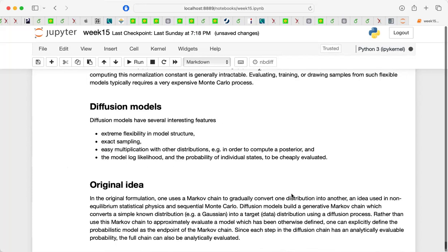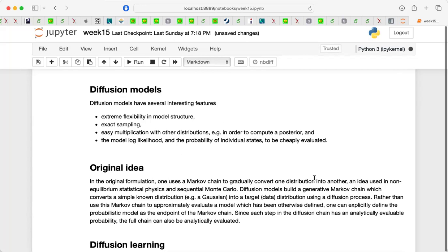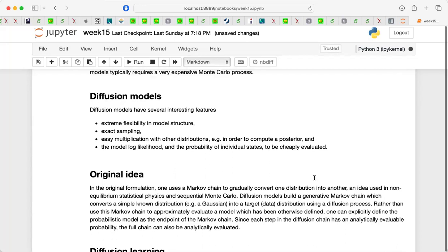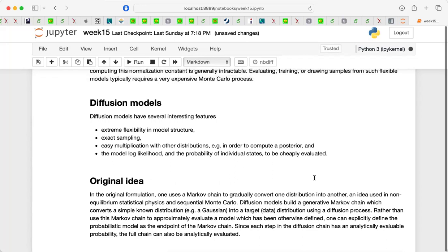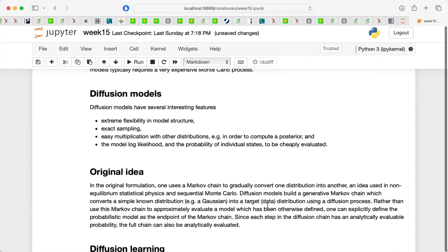The original idea is to use Markov chains to gradually convert one distribution into another. This is an idea which was borrowed from non-equilibrium statistical physics and sequential Monte Carlo sampling, and these are something which we will discuss next week in more detail. So these diffusion models build a generative Markov chain, which converts a simple known distribution into a target data distribution using a diffusion process.